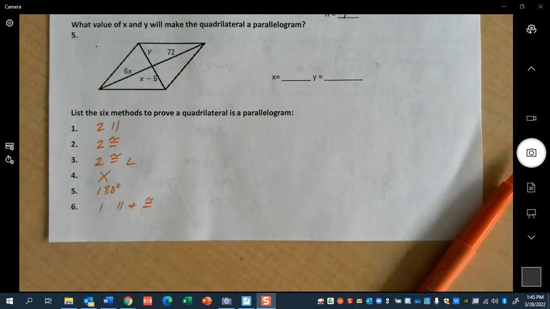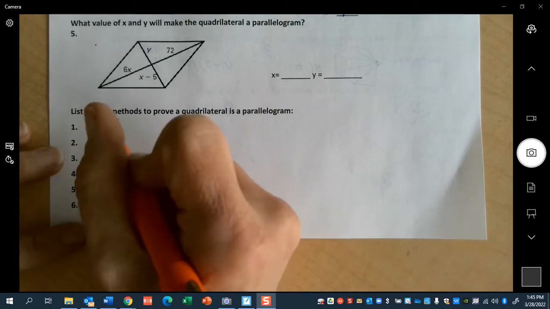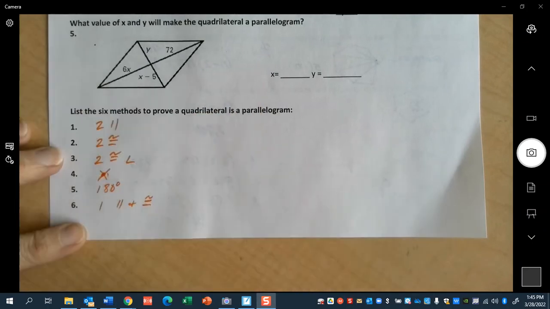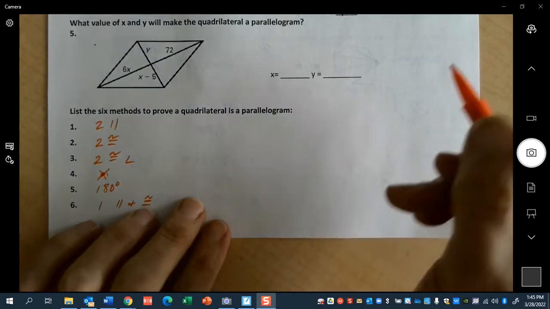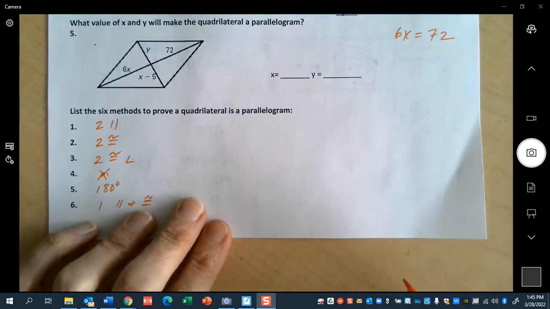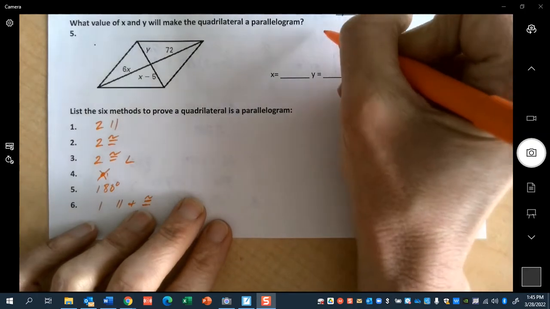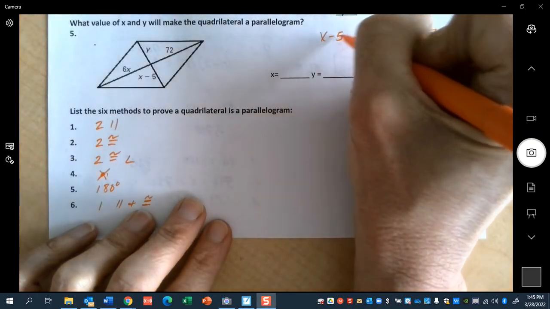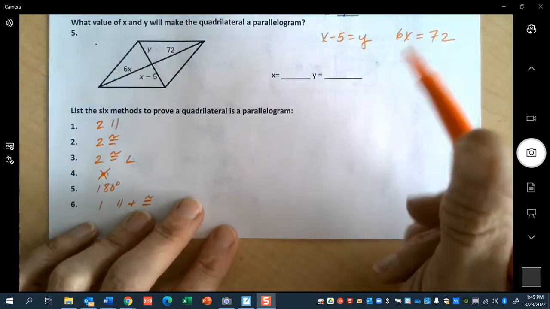When I look at number 5, which of my rules is going to support the math equation that I write? What do you think? That's my bisecting diagonals. Go ahead, Mason. Bisecting diagonals. So I know that 6x has to be equal to 72. And I know that x minus 5 has to be equal to y.